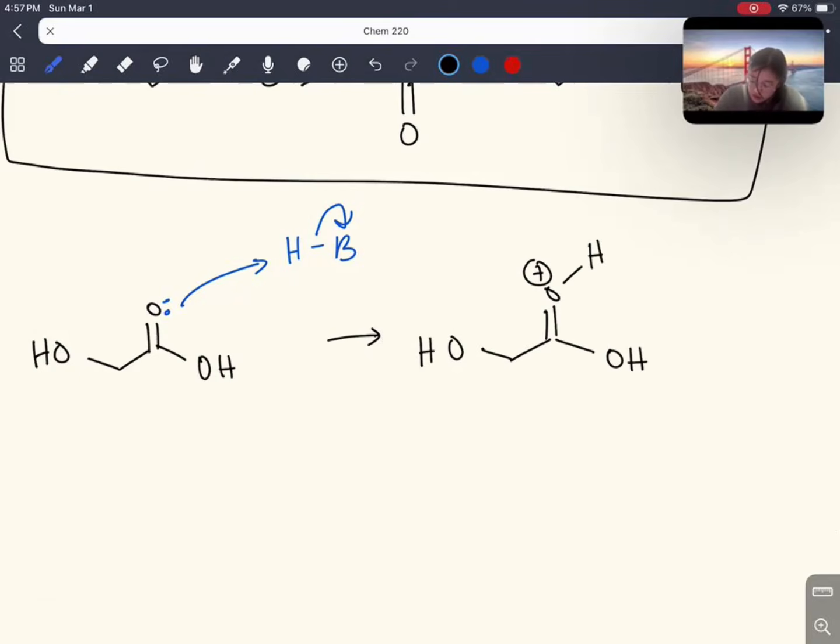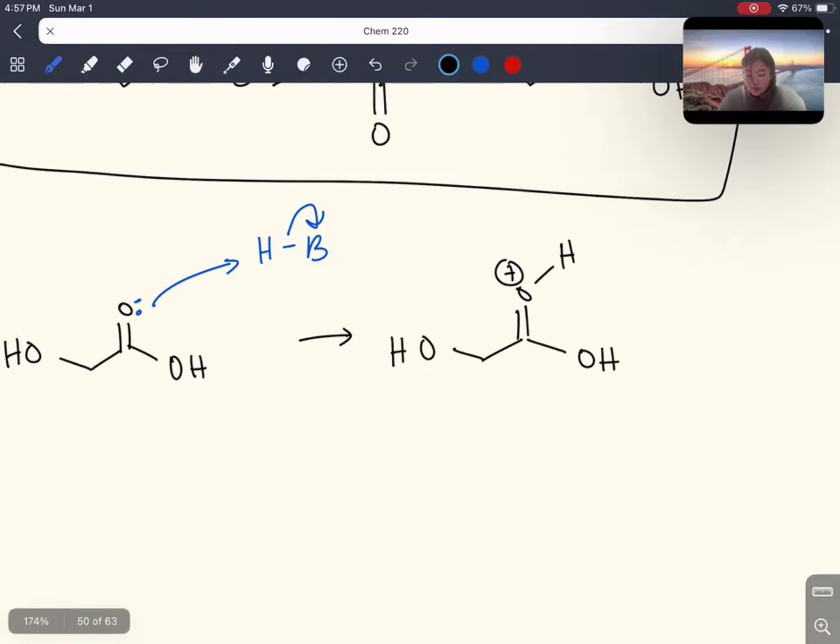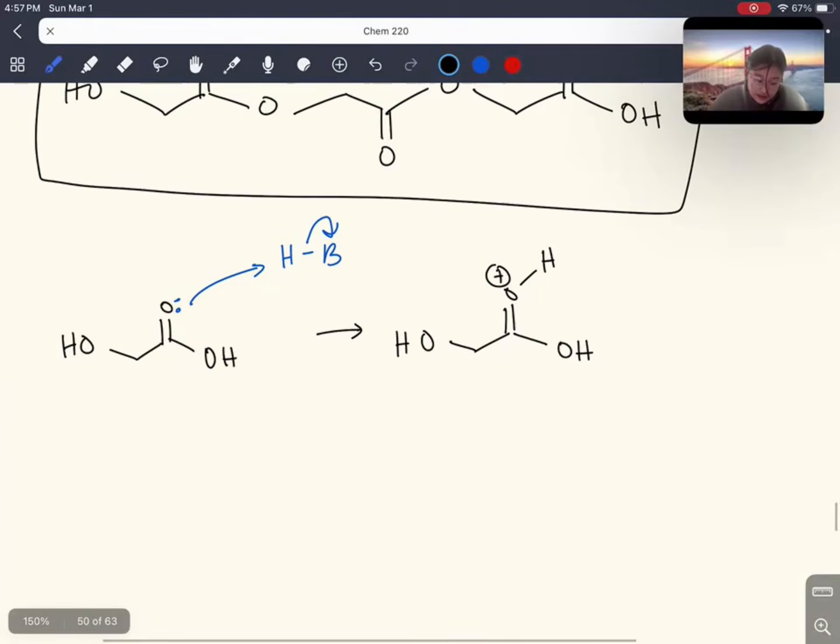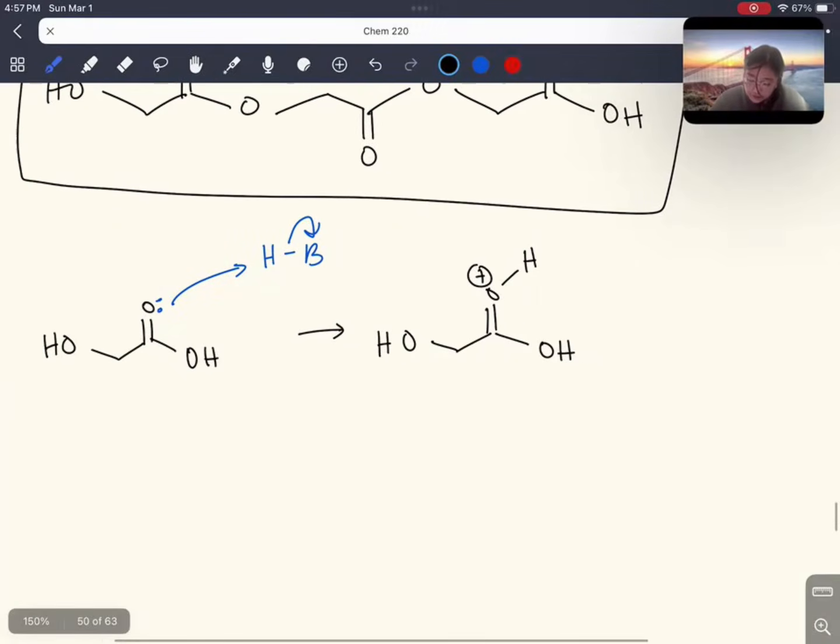And so this molecule now is what's called an activated carbonyl. We have basically activated our molecule to be more likely to participate in a nucleophilic attack, which is going to be our next step. So our next step is that we're going to have our nucleophile come in, and in this case, this is going to be our alcohol.